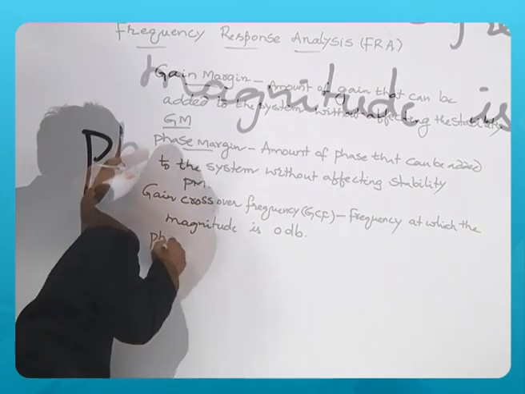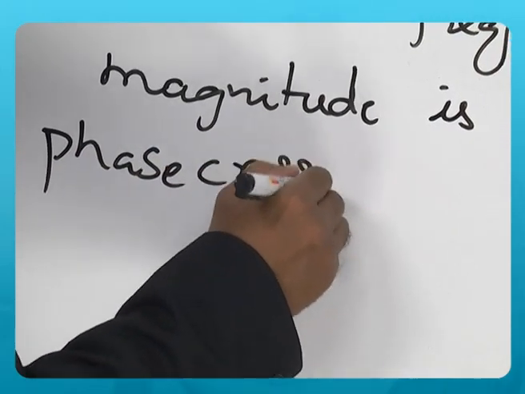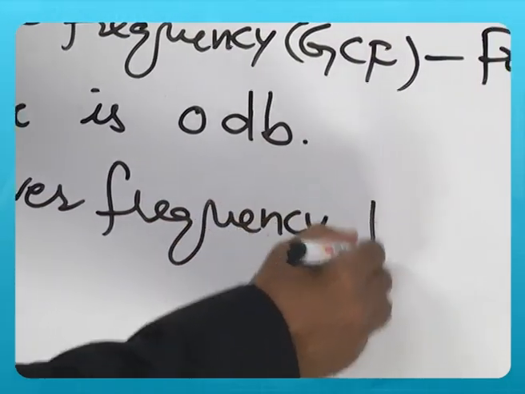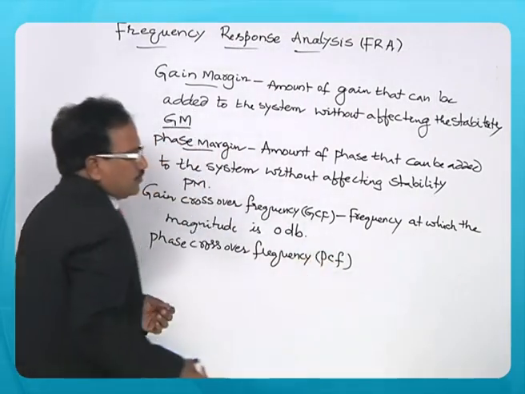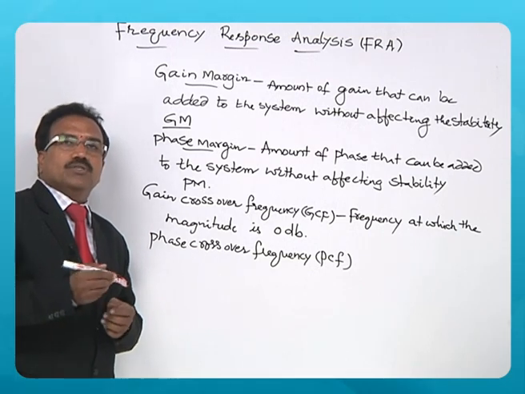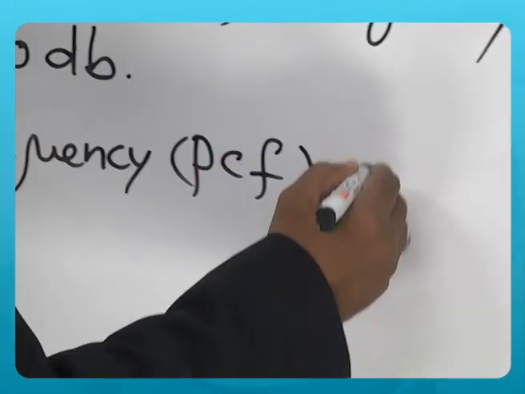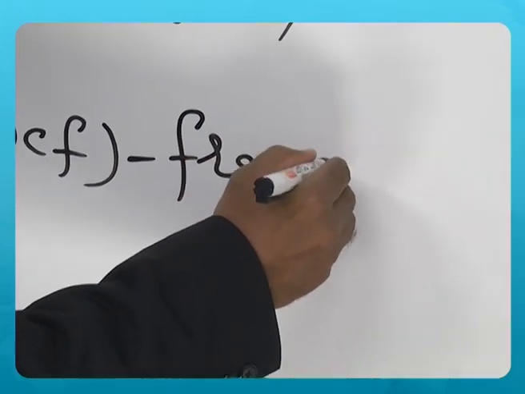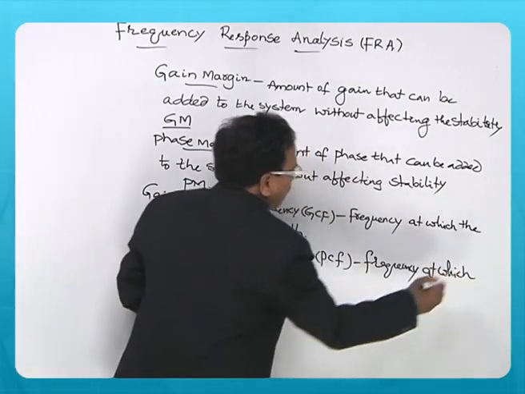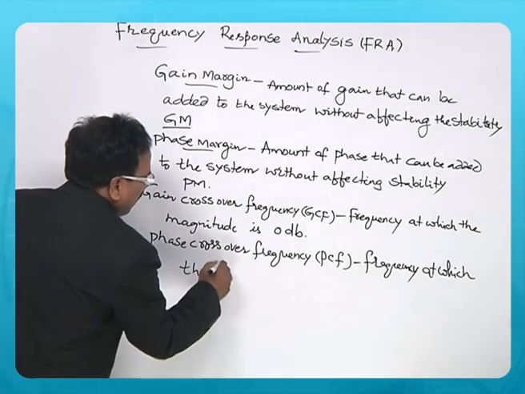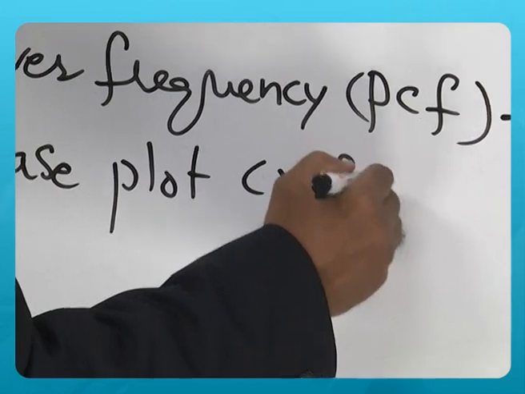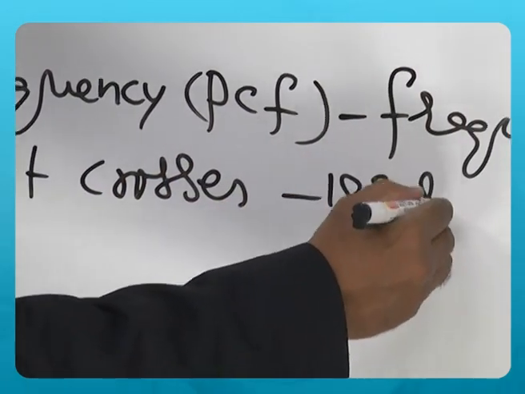And phase crossover frequency is represented by PCF. It is the frequency at which the phase response or phase plot crosses the minus 180 degree line.